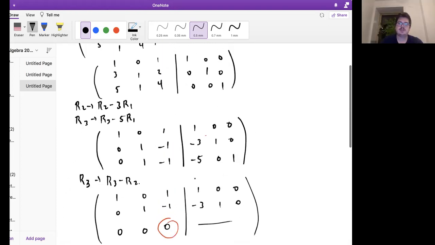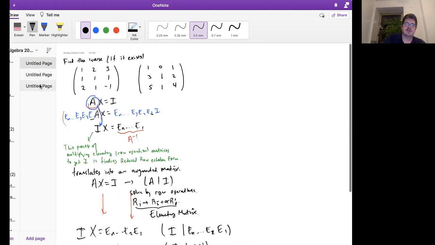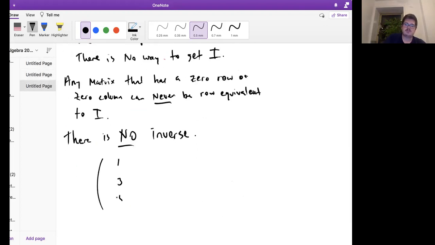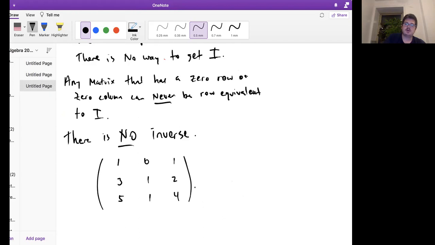So that means this matrix, which I keep on forgetting, 1, 3, 5, 0, 1, 1, 1, 2, 4 is singular. Right, that means it does not have an inverse. All right, questions about that? So it's not row equivalent to identity, which means it cannot have an inverse.